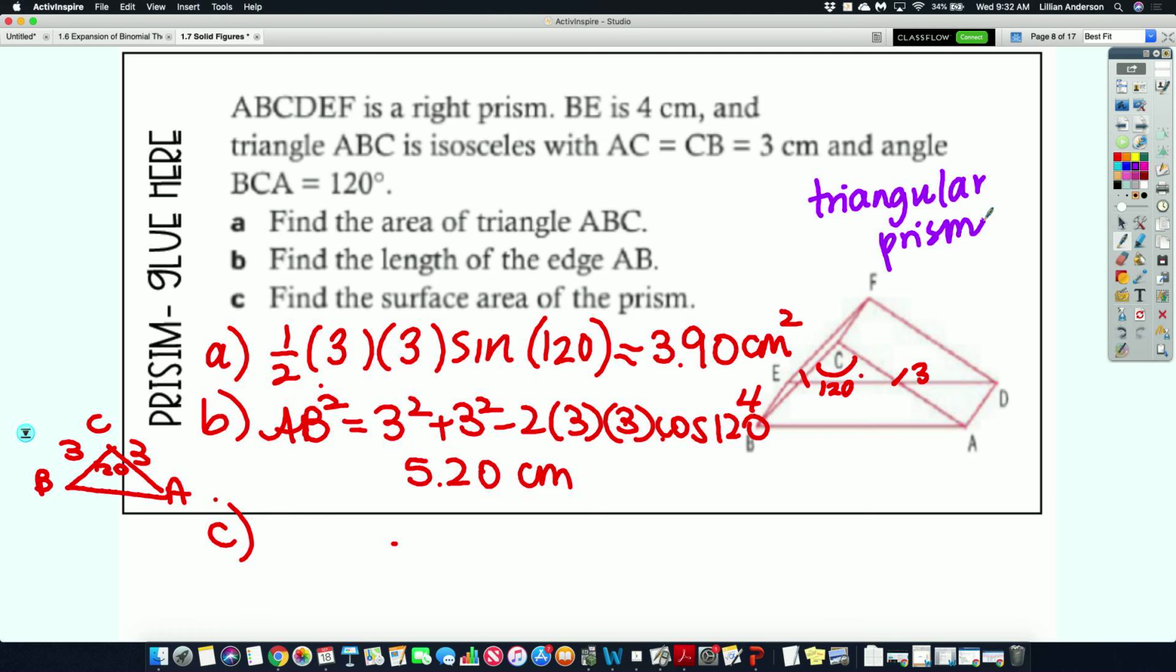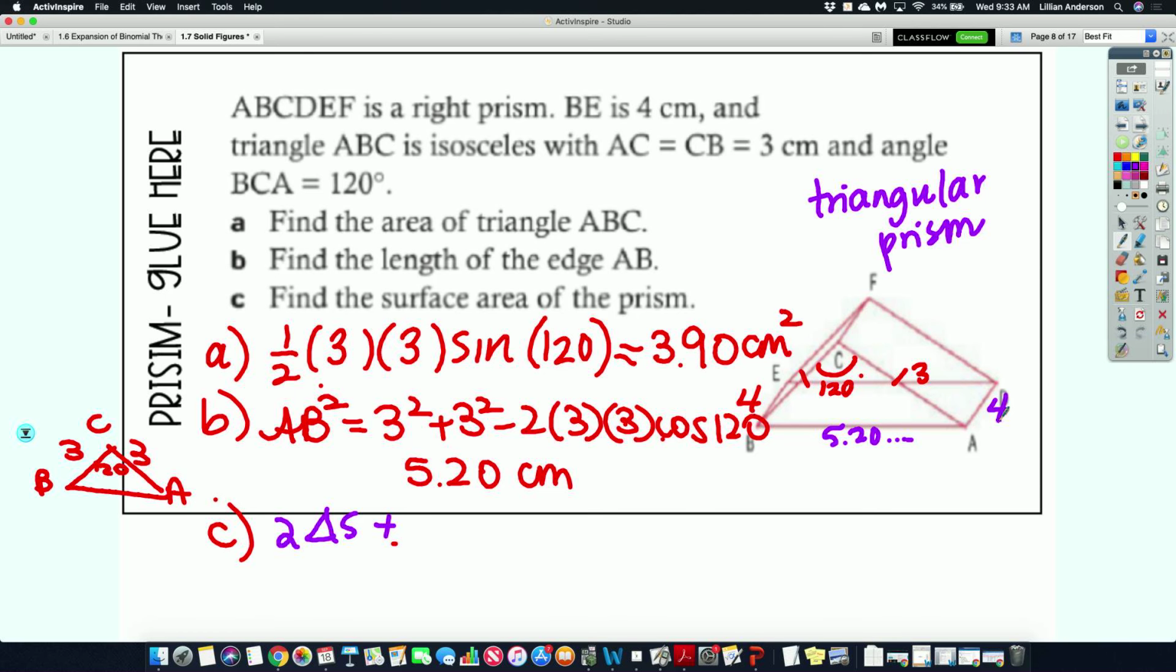So we basically have two congruent triangles that we need the areas for, which we actually found in part A, correct? And then we have three parallelograms. Are these parallelograms all the same? No, they're not. The one that's on the bottom, which is formed by ABED, has a length of 5.20 and some change, and 4. Then you have ACFD, which is 3 and 4, and then BEFC, which is 3 and 4. So technically you have two parallelograms that are the same, one that's a little bit different.